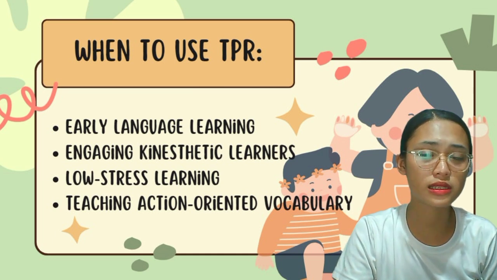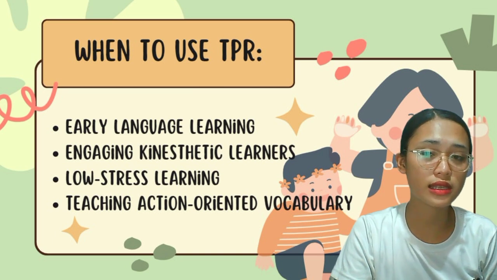The third one is low stress learning. Total physical response can create a low anxiety environment, allowing learners to acquire language in a more relaxed and natural way without the pressure of speaking immediately. For example, the teacher says stand up, but doesn't ask the students to say it back. The students just stand up, they listen, follow, and learn without needing to speak right away.